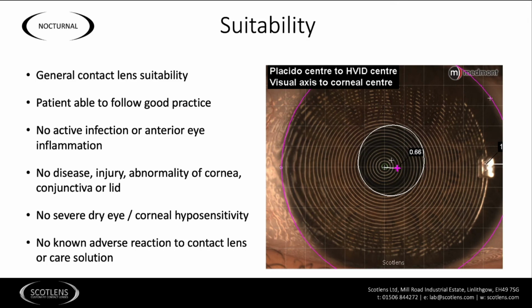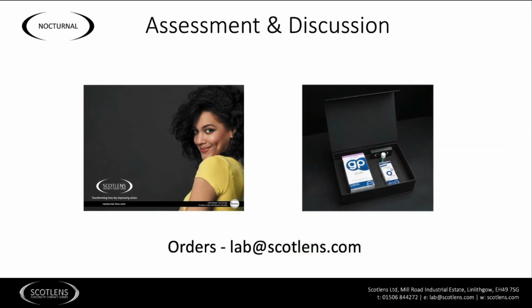So once we've established that we've got a suitable patient, we're then going to provide them with written information. You can provide them with the Nocturnal brochure that's going to outline what the lenses do, what they're likely to experience, and then you can order your lenses.